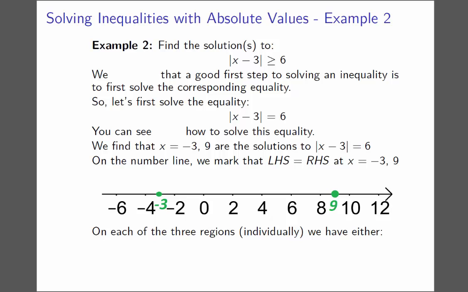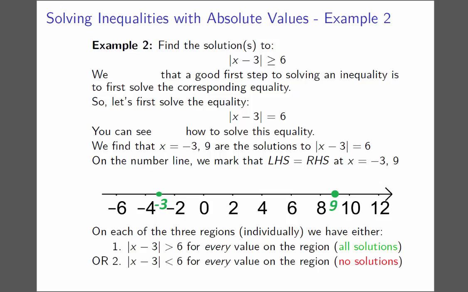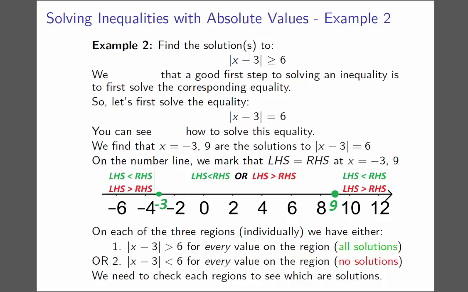Now we know that on each of the three regions individually, we have either the absolute value of x minus 3 is bigger than 6 for every value on the region, meaning they're all solutions, or the absolute value of x minus 3 is less than 6 for every value on the region, meaning there's no solutions. That's because we know the only place the left-hand side and the right-hand side can switch which is bigger is at the points that they're equal. So we need to check each region to see which are solutions.